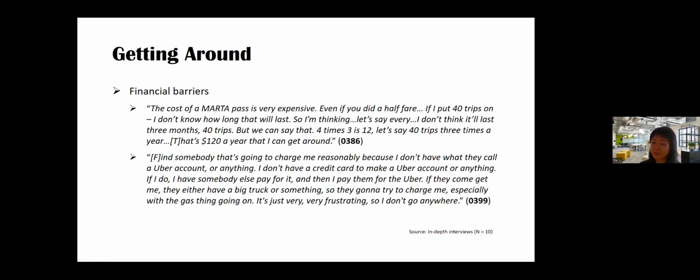And this second participant here is talking about finding a solution between public transit and ride-share services like Uber and Lyft. She can't directly use Uber or Lyft because she doesn't have a credit card or bank account. So she has to find someone who can take a small payment and drive her somewhere, but she needs to find someone that's going to charge her reasonably.